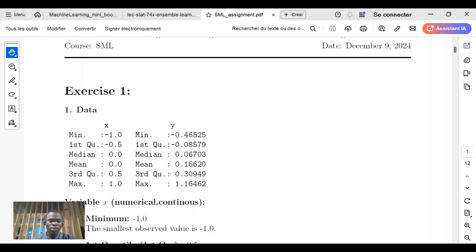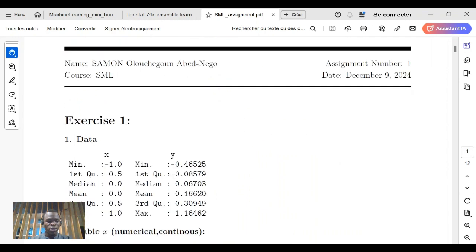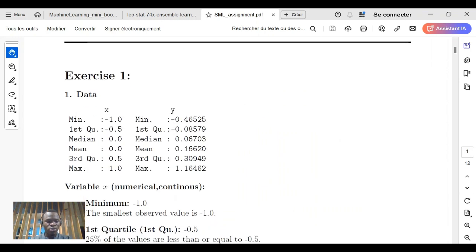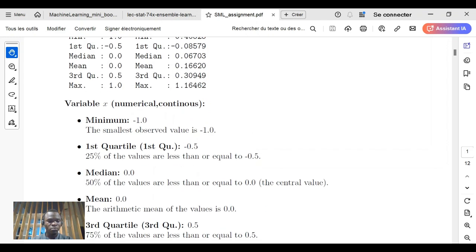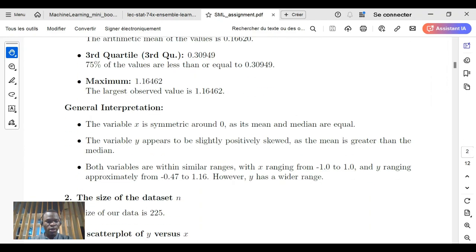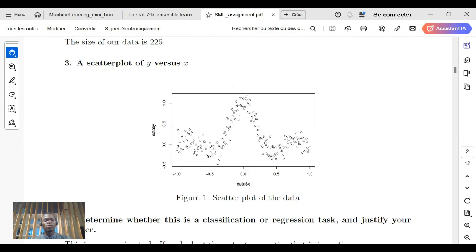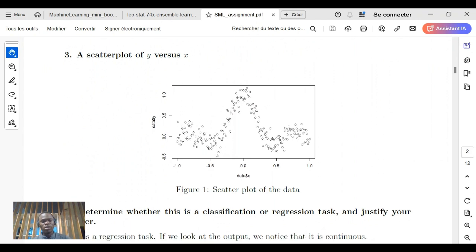You can see here we have two columns, and we have the description of our data. The minimum is -1, the median is 0, the max is 1, and so on. Then here we have the scatter plot of y versus x. The task is to find the function which matches with the smallest error, not zero error, but the smallest.